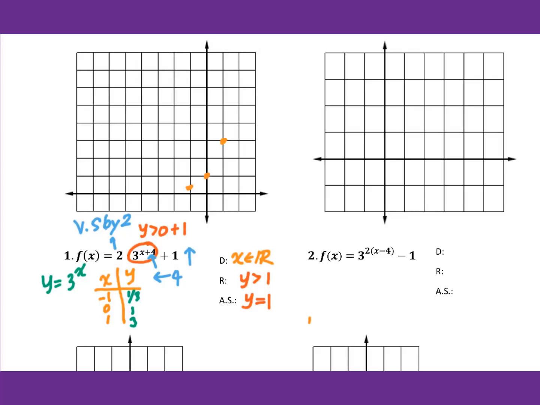For 1 over 3, we multiply by 2. That will be 2 over 3. Let's go here. Then move to the left 4 units. 1, 2, 3, 4. It's here. Then you go up 1. It will be here. That's the final point.